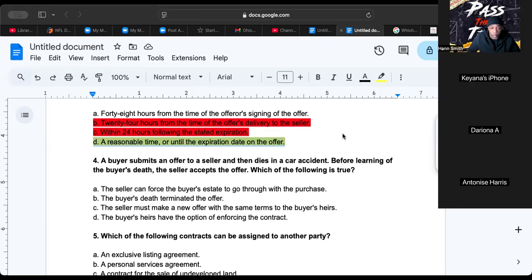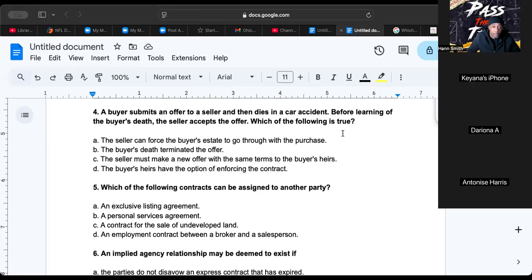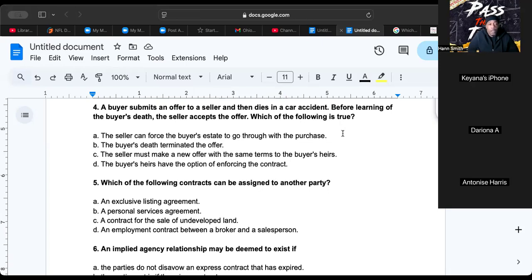All right. Next one. This is a good one right here. A buyer submits an offer to a seller and then dies in a car accident. Before learning of the buyer's death, the seller accepts the offer. Which of the following is true?